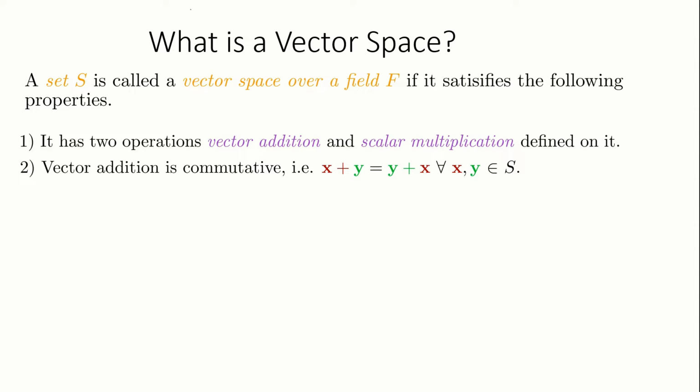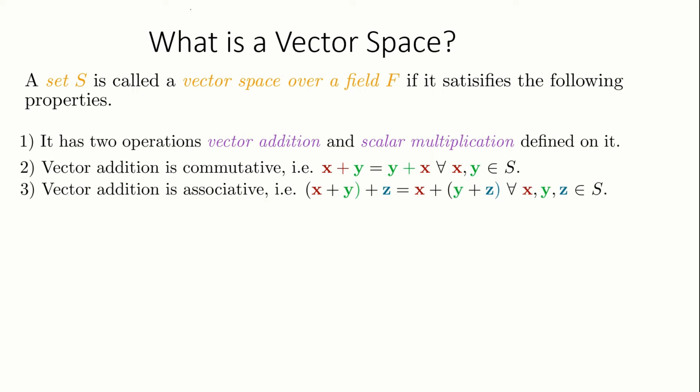Second, vector addition should be commutative. For any two elements x and y of the set S, x plus y and y plus x should be equal. Third, vector addition should be associative. If we have three vectors, we can add them together by first adding x and y and then adding z, or first adding y and z and then adding x into it. These orders of addition should result in the same element.